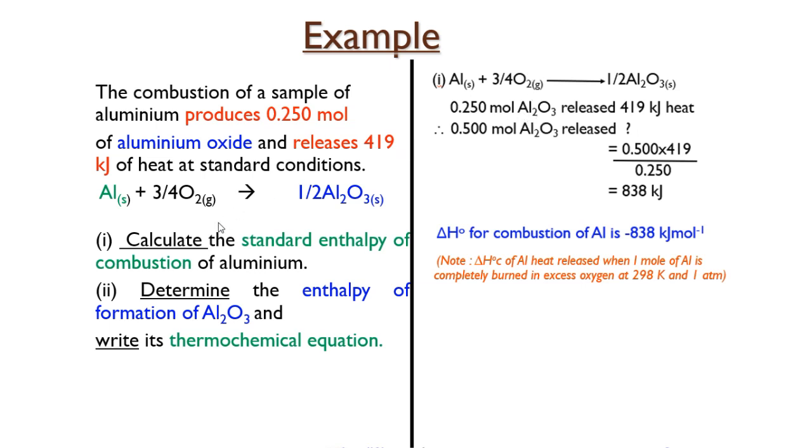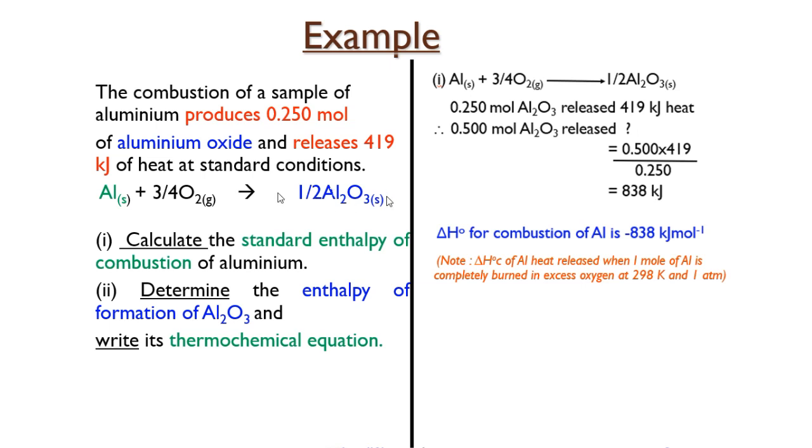Now the question asks to calculate the standard enthalpy of combustion of aluminium. Refer to here, the standard enthalpy of aluminium combustion produces half mole of aluminium oxide. The information given by the question is 0.25 mole. That's why we need to perform the calculation by stoichiometry. 0.25 mole equals 419 kilojoule. How about 0.5? You do stoichiometry, 0.5 times 419 over 0.25, then you will get 838 kilojoule.